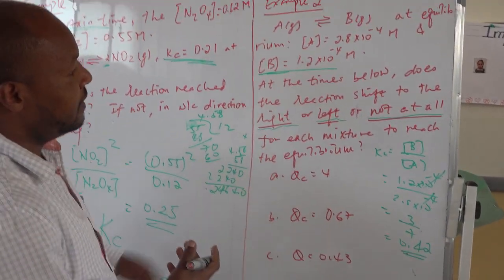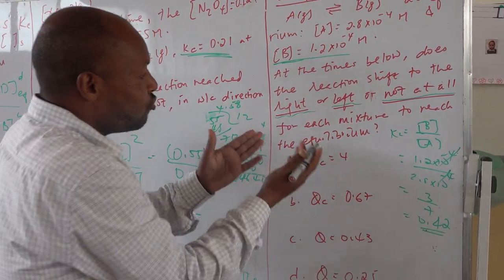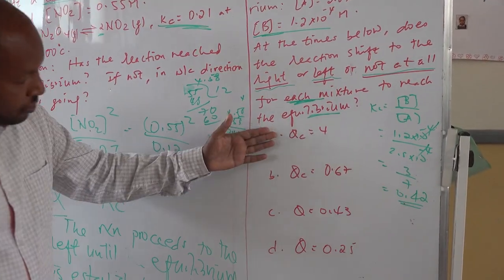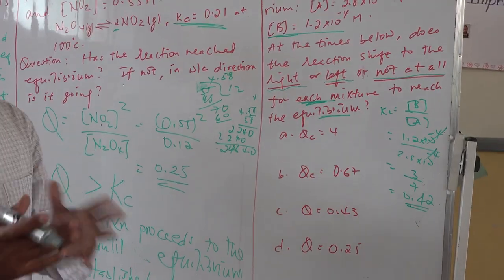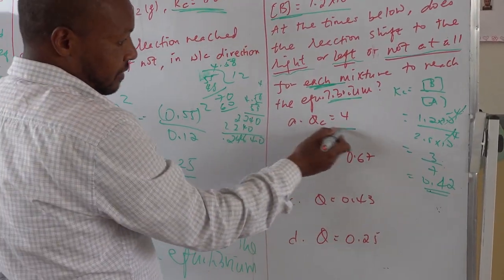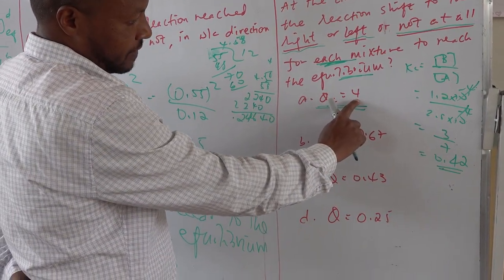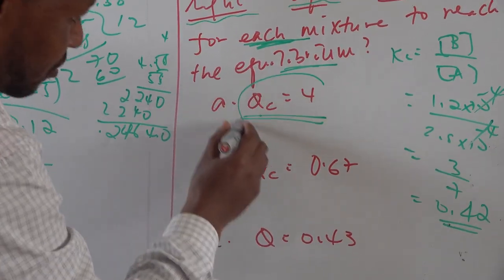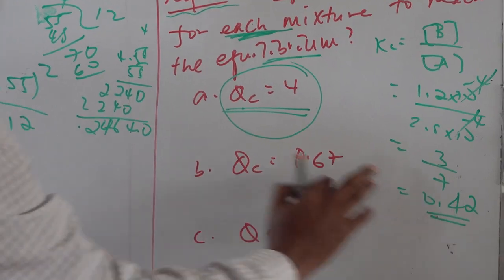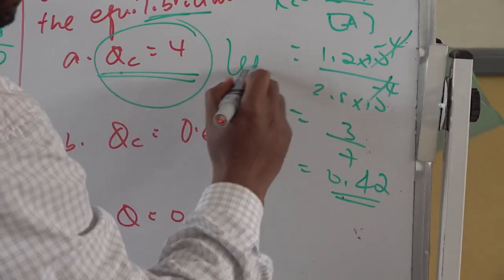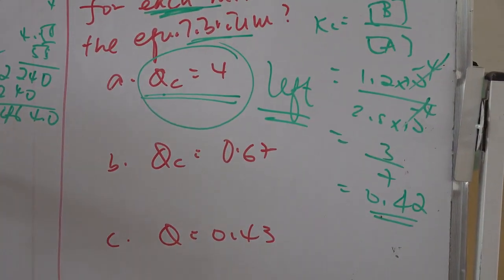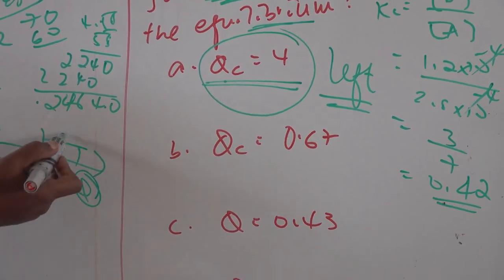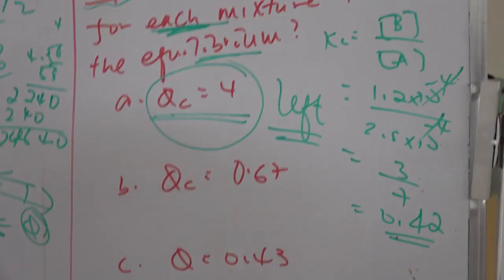Now, the question is, does the reaction shift to the right, left, or not at all for each mixture to reach equilibrium? Once we have calculated Kc, we compare it to the value of Qc to determine which direction the reaction proceeds. Given the value of Qc, which is equal to 4, and comparing it to Kc, which is 0.42, this is much larger than Kc. Therefore, the reaction proceeds towards the left. Remember, use the line just to see which direction the reaction goes. Because Q is greater than Kc, the reaction has to proceed to the left until it reaches equilibrium.